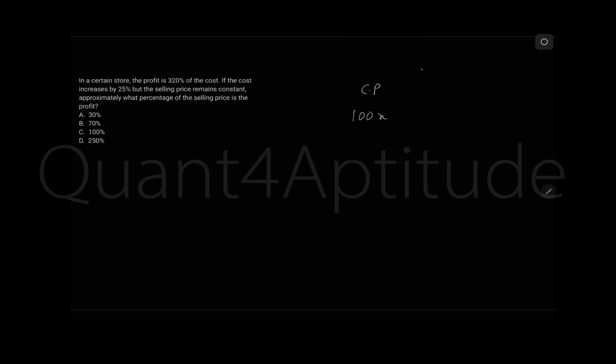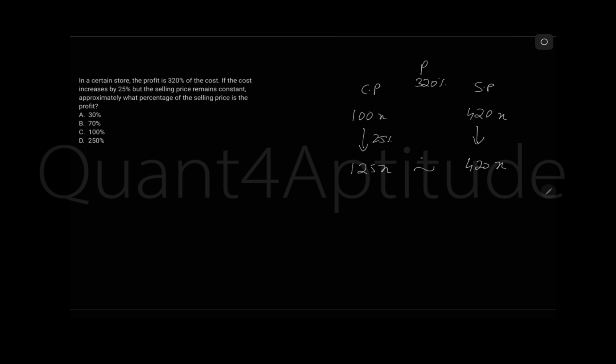Now it says the profit percentage is 320%. So if you increase 100x by 320%, my selling price is nothing but 420x. Now what do they mention? If the cost price is increased by 25%, this becomes 125x. This retains the same. They say the selling price remains constant. This is 420x.